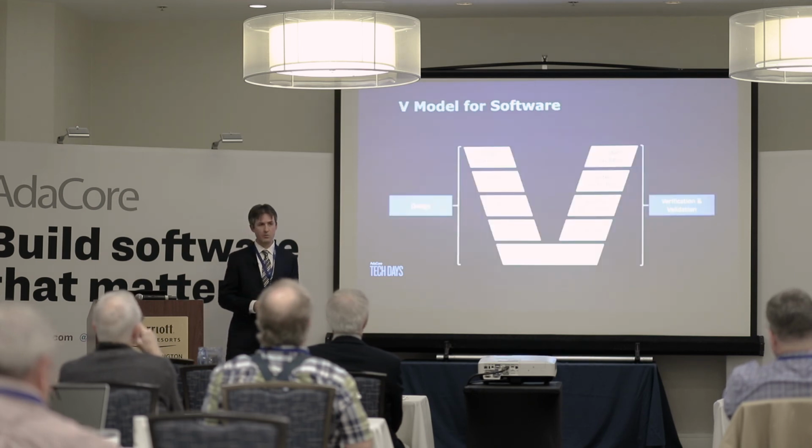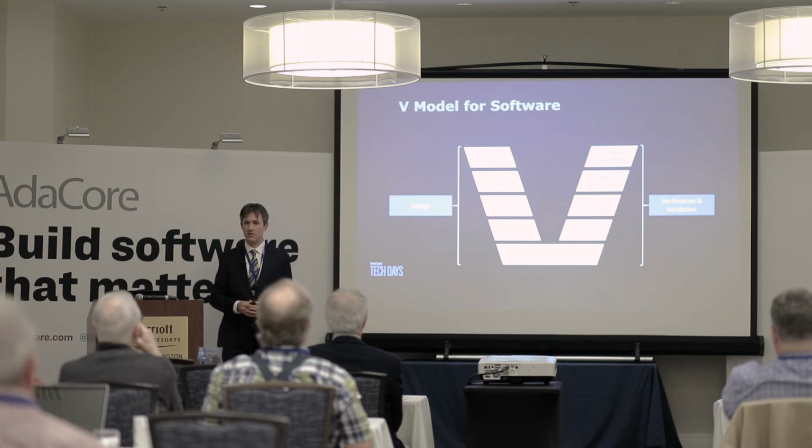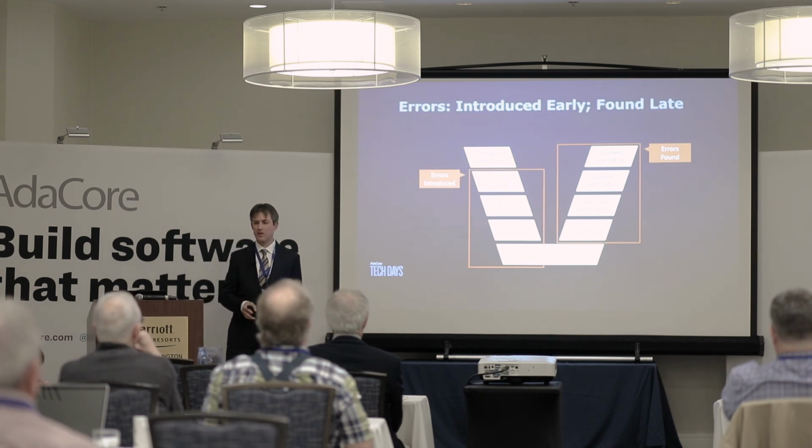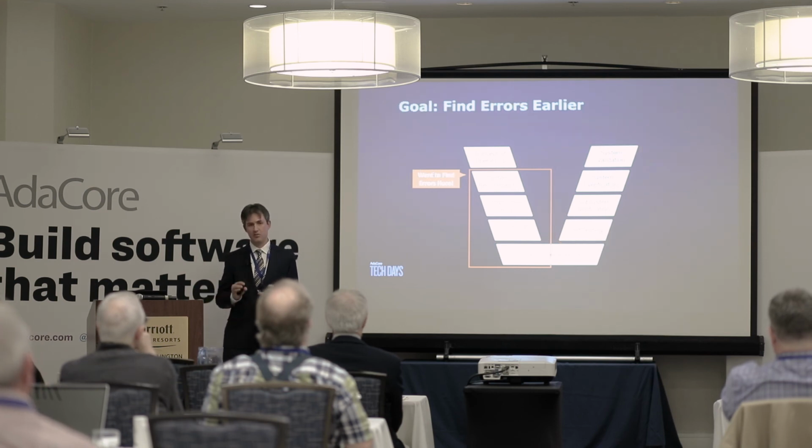So I'll dig into this a little bit more. If we look at the V model, on the left-hand side we have design. On the right-hand side we have verification and validation. And this model of development is problematic because errors are typically introduced during design, but they're often not discovered until system integration or other verification activities. So what we would like to do is identify errors earlier.